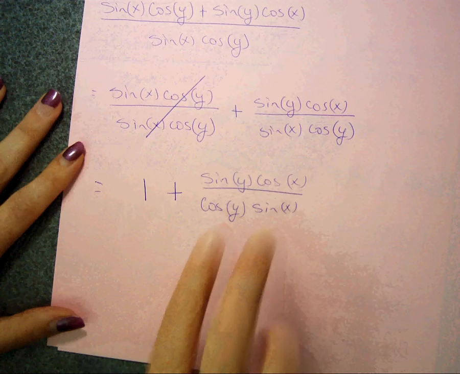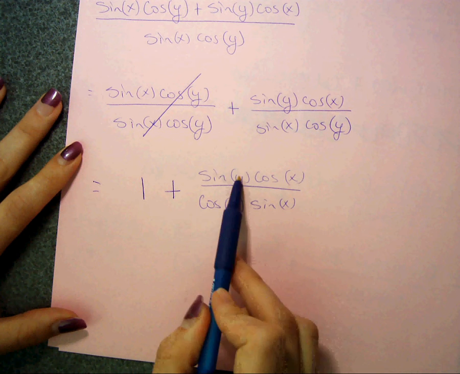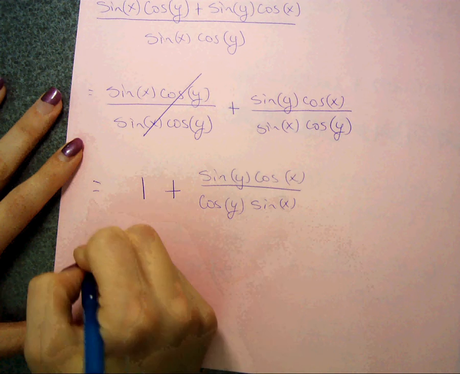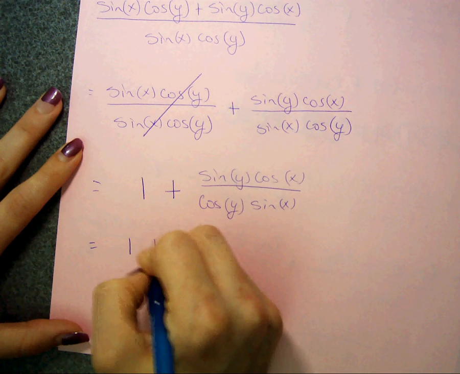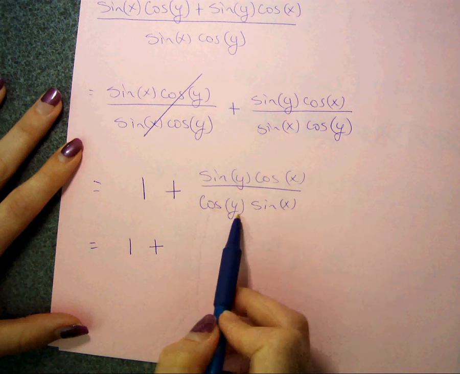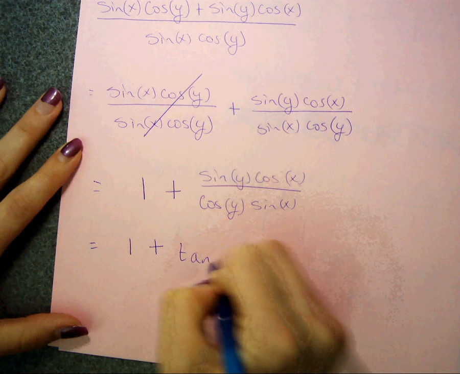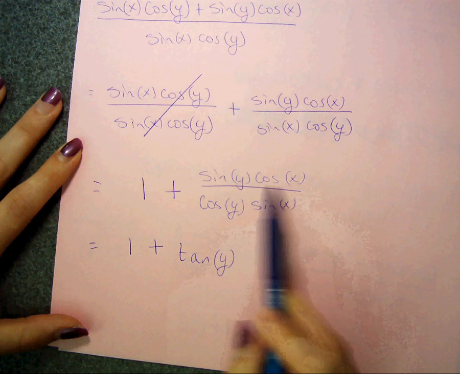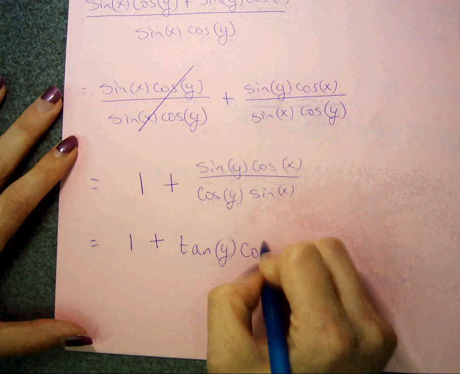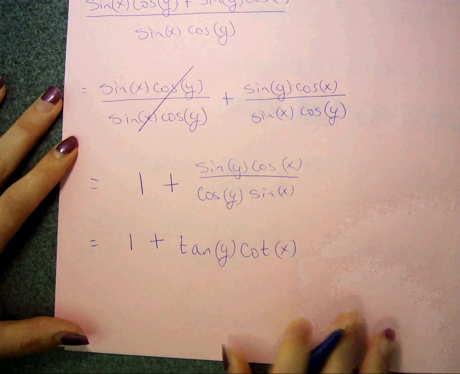Now looking at it, I have sine of y over cosine of y. Sine over cosine is equal to what? Tangent. If you look at your identities, sine of y over cosine of y is tangent of y. And cosine of x over sine of x is cotangent of x. Again, just looking at your identities.